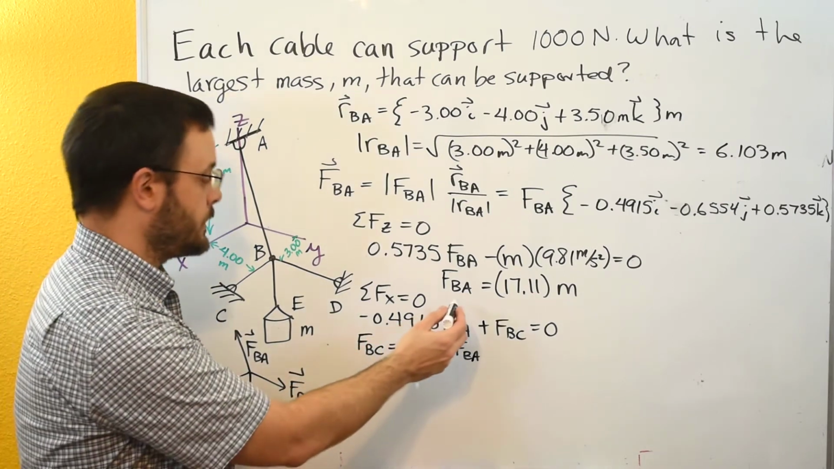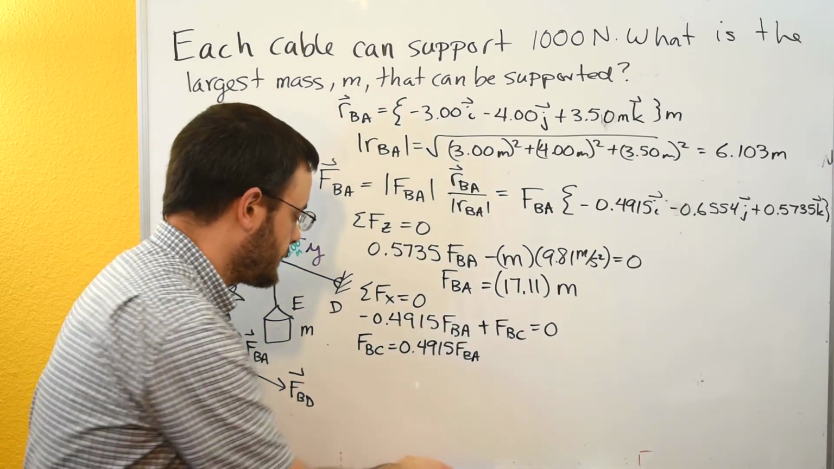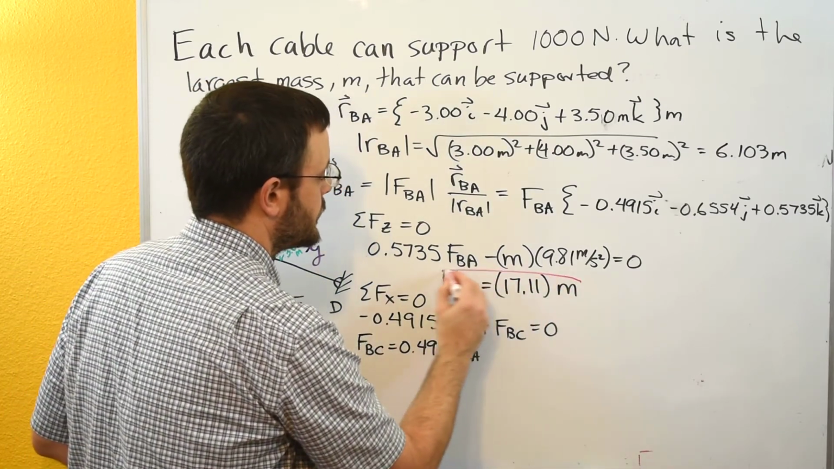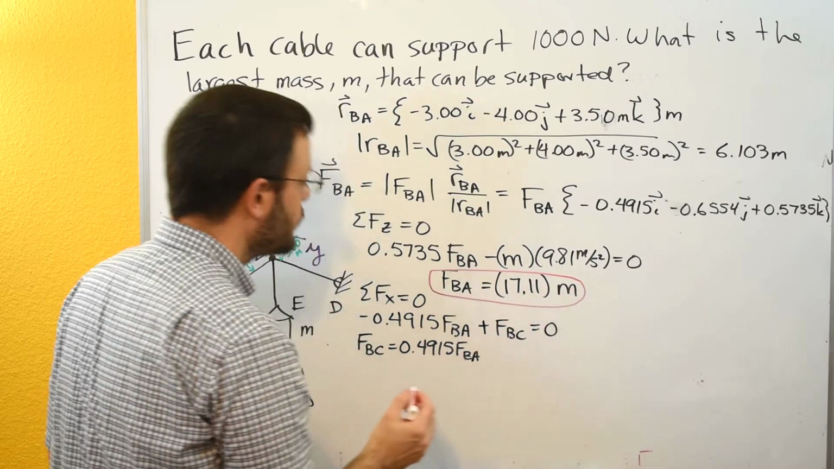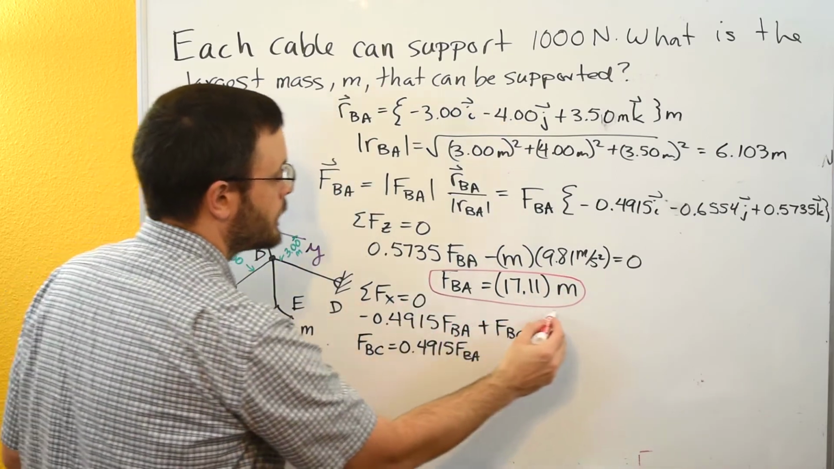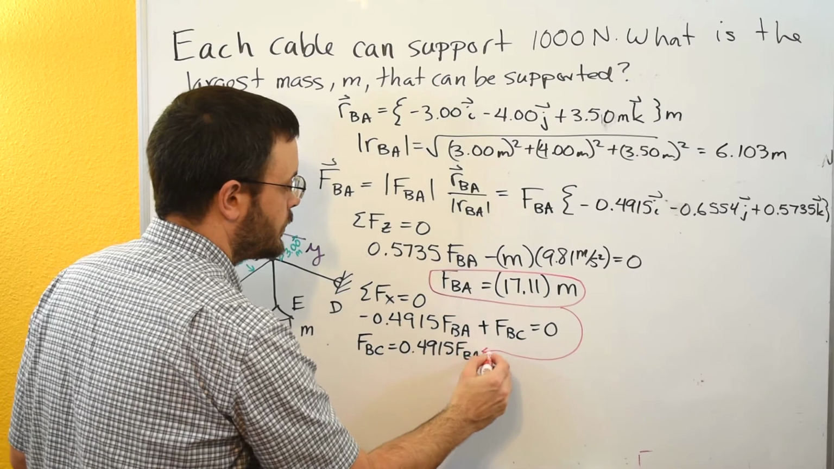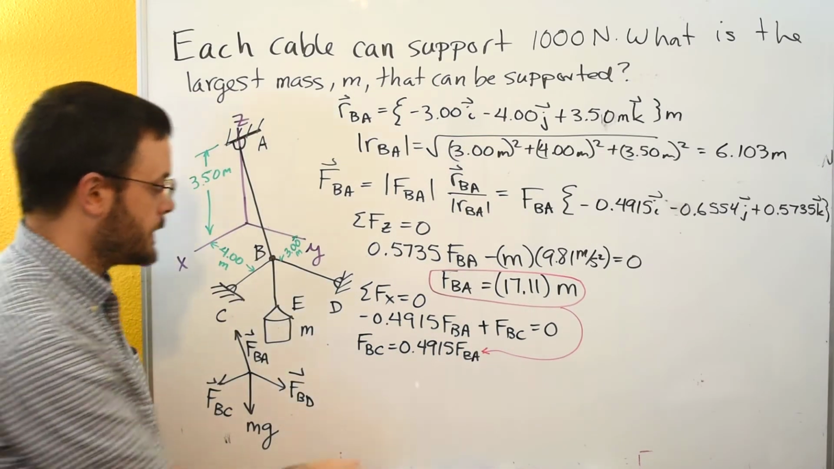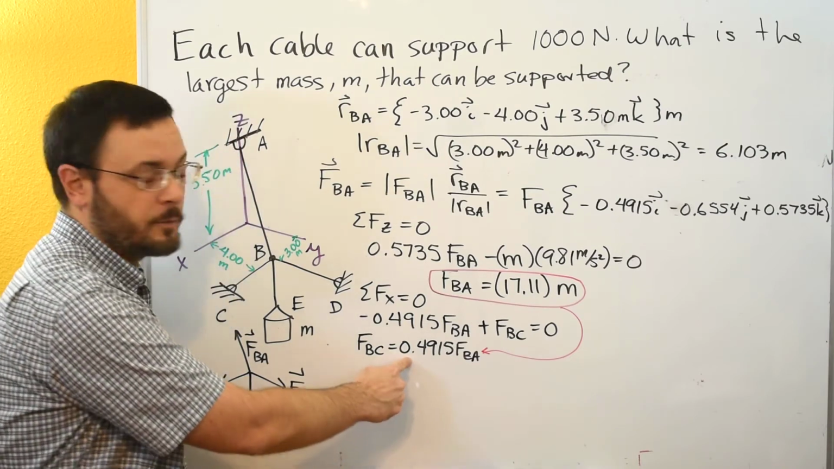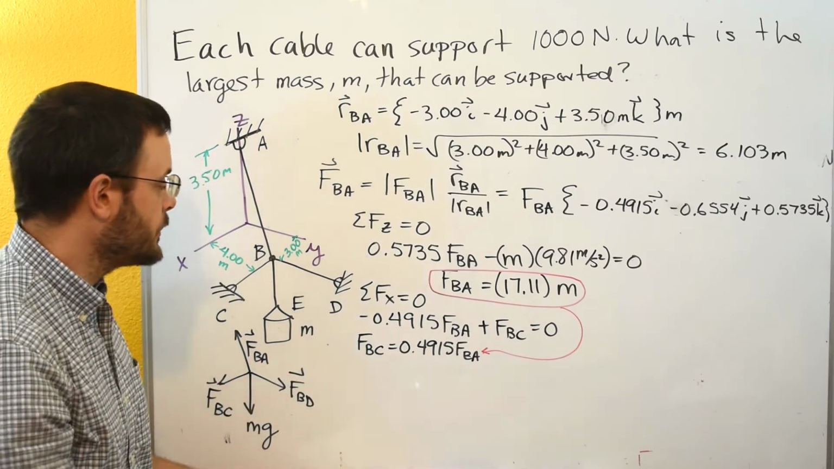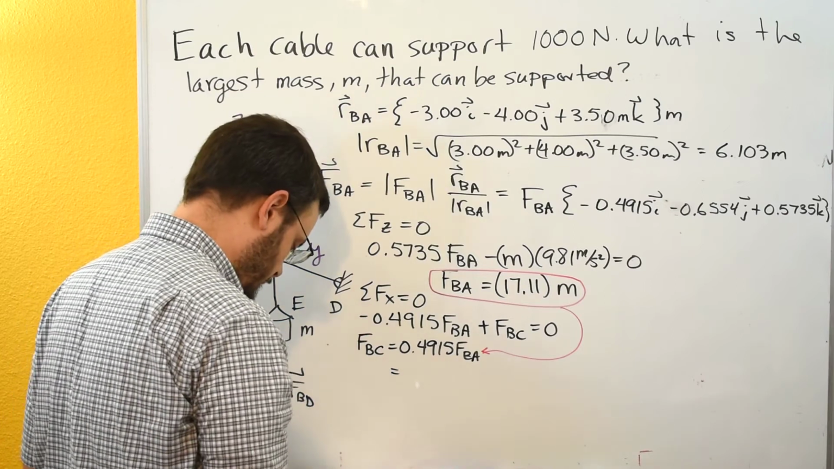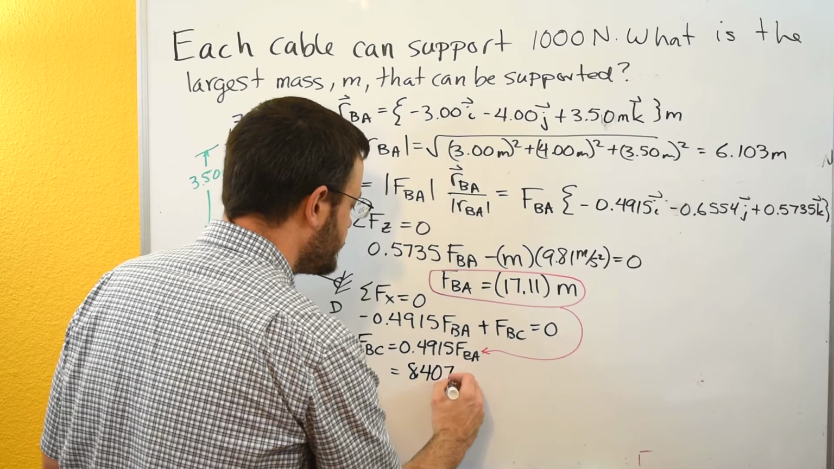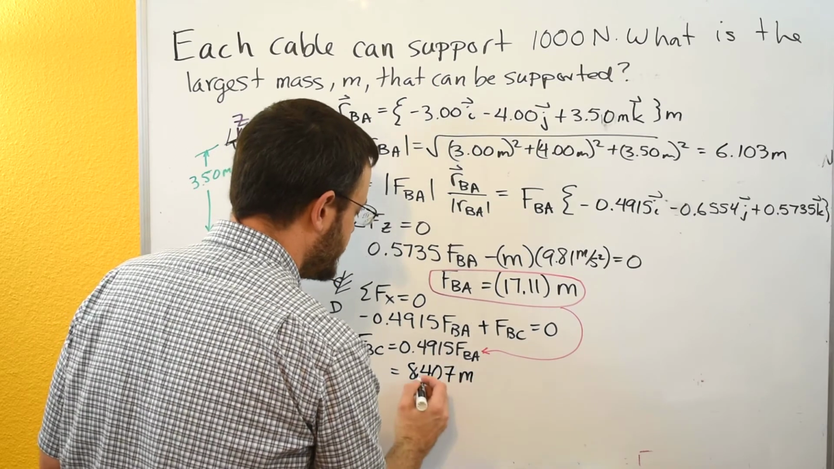Now we'll just go ahead and make this substitution. So let me just circle what we're doing. So we're going to take this 17.11 M and substitute it in here for FBA. So we'll take our 17.11 times M, multiply that by the 0.4915, and that'll give us a coefficient of 8.407 times M.